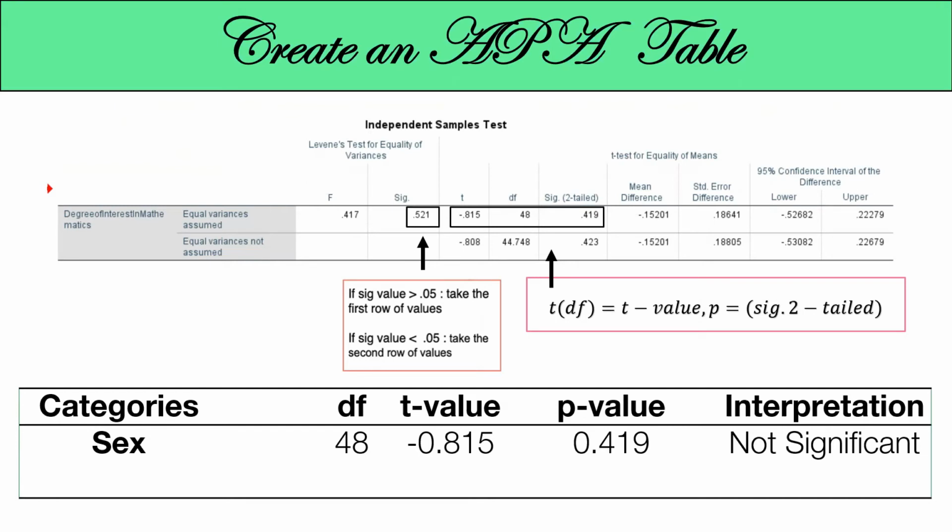So now, let's have the APA format. In the APA format, we have 5 columns: categories, df, t-value, p-value, and interpretation. All of this will be vital in our interpretation, or actually, this is useful in the format that I will give you later on how to interpret it. As you can see, the p-value here is 0.419, which is greater than 0.05. So the interpretation is not significant.